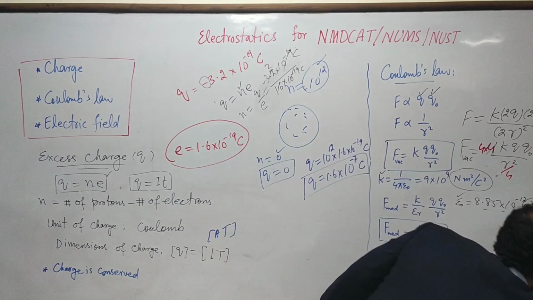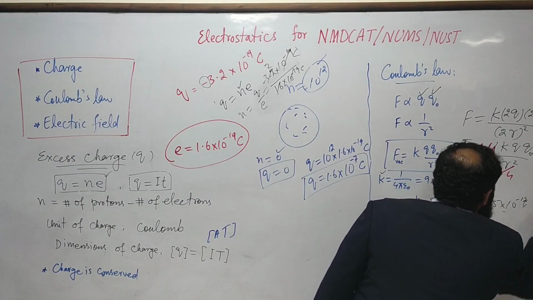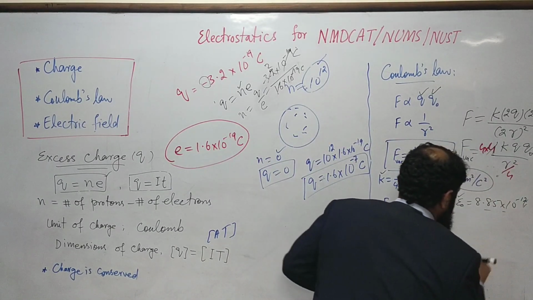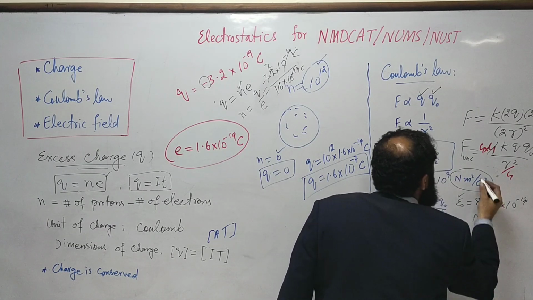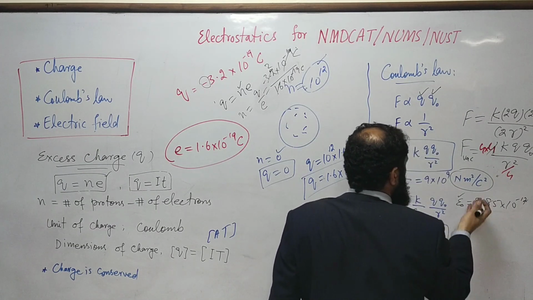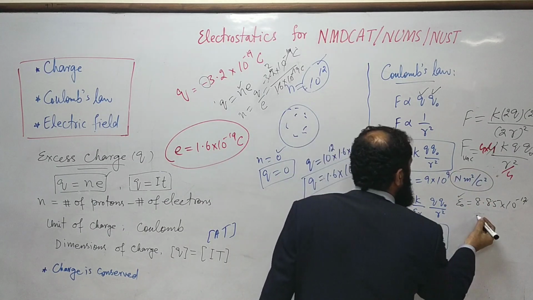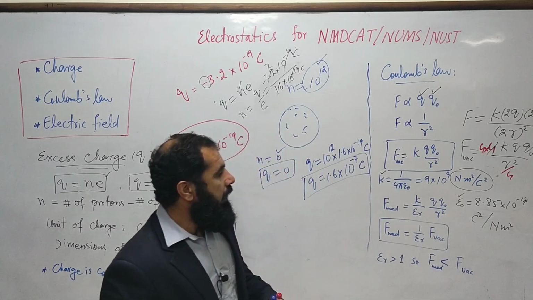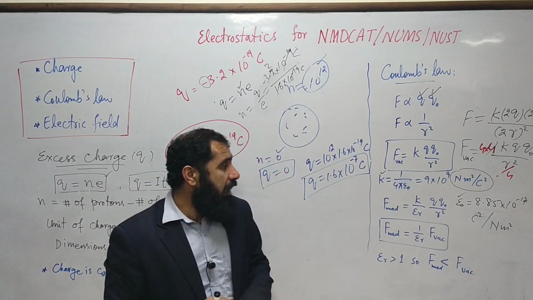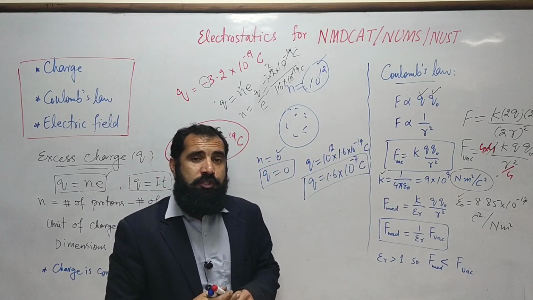I should write it here. It is because here are the units of epsilon naught, which are the reciprocal of these units, Coulomb square per Newton meter square.